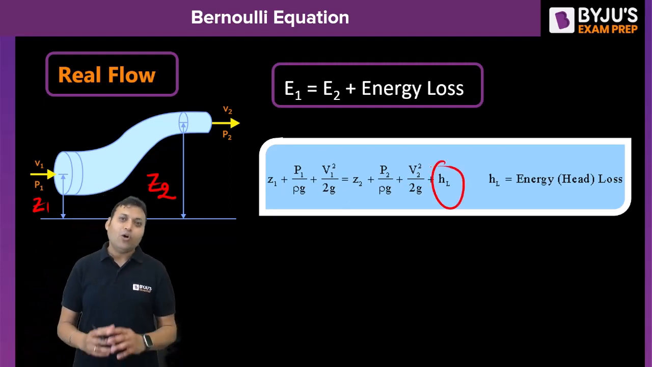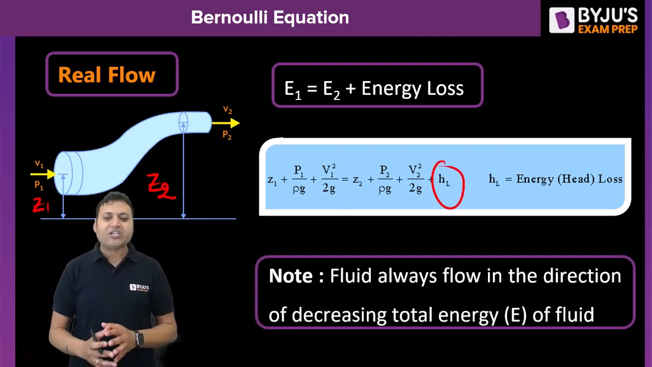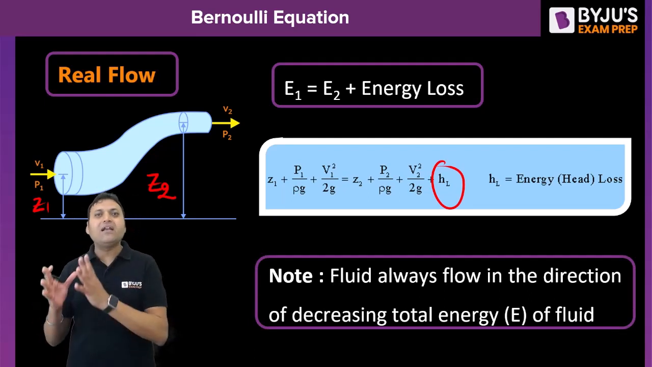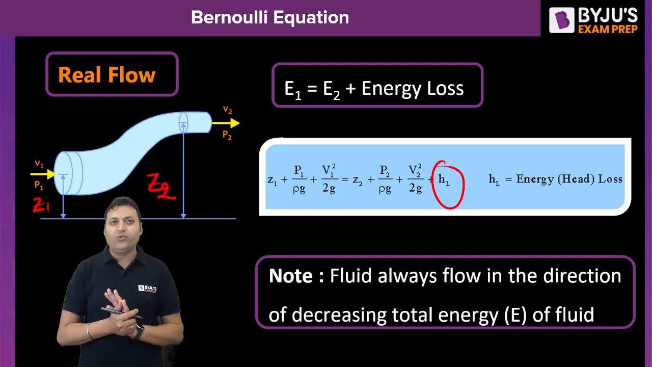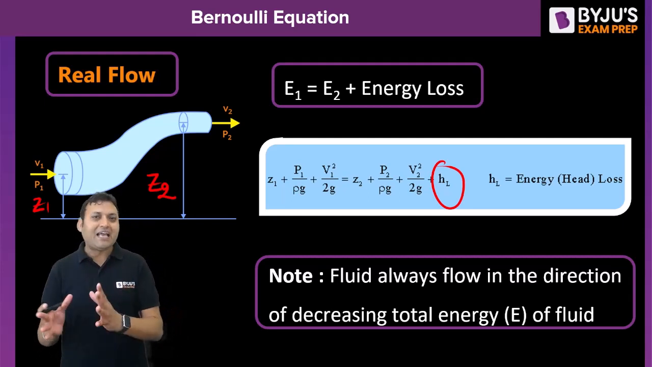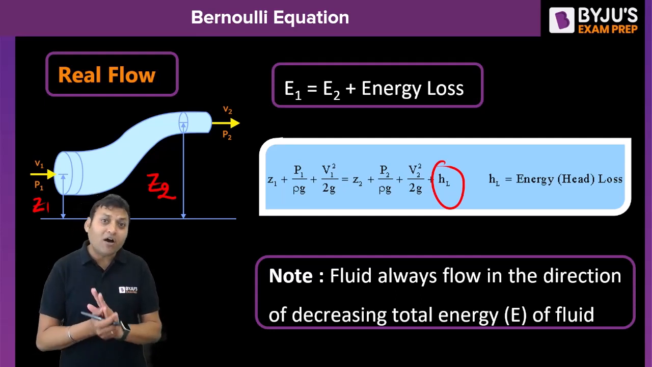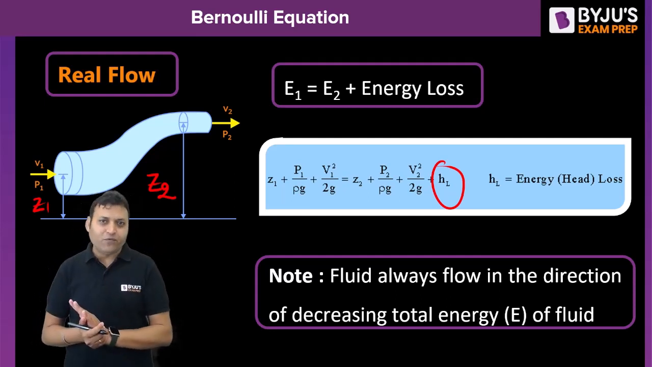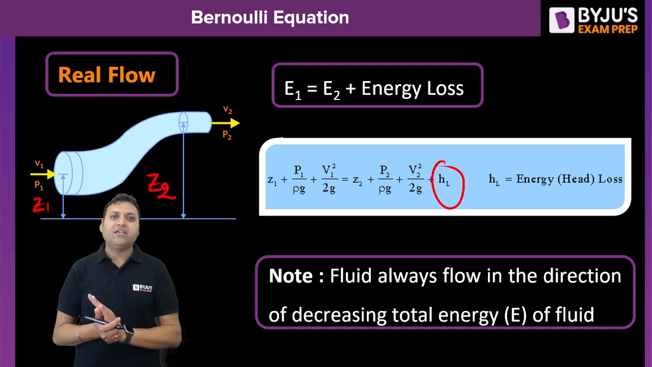Because the flow always takes place in the direction of decreasing total hydraulic energy of the fluid, or we can say the fluid always flows in the direction of decreasing hydraulic energy, or in the direction of the fluid flow the total hydraulic energy of the fluid always decreases.